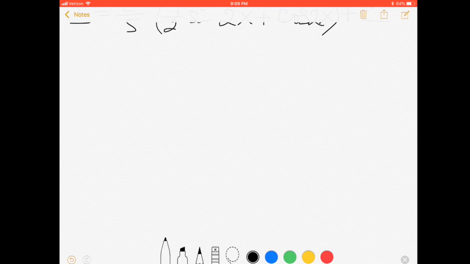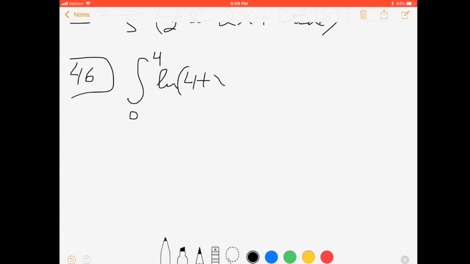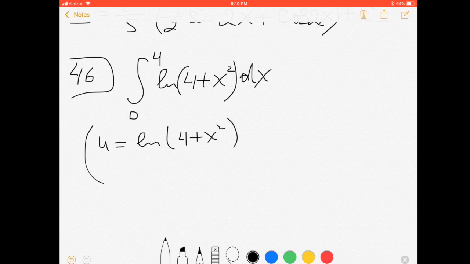For example, number 46. I have the integral from 0 to 4 of natural logarithm of 4 plus x squared dx. Only one term, no problem. What will be my function u? This means u is natural log of 4 plus x squared. Great. And my dv is dx.